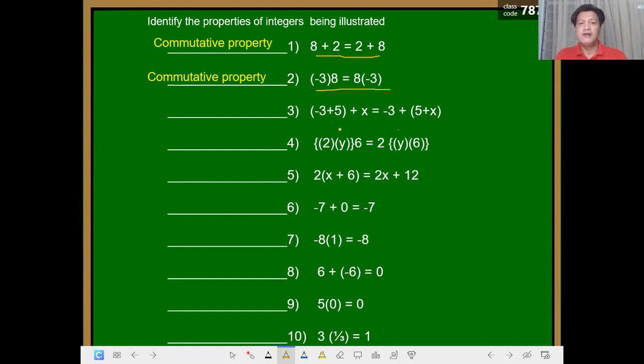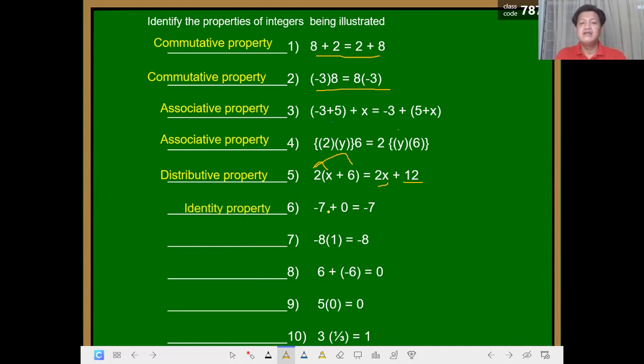Okay, next, number 3. Negative 3 plus 5 plus x is equal to negative 3 plus, they are grouped, 5 plus x. That is associative property of addition, because it involves the addition operation. In number 4, that is associative property of multiplication, because the parentheses mean that it is the operation of multiplication. Next, number 5, this is distributive property. We shared 2 times x, so 2x, and 2 times 6, so that is 12. You cannot add them because one of them is a variable.